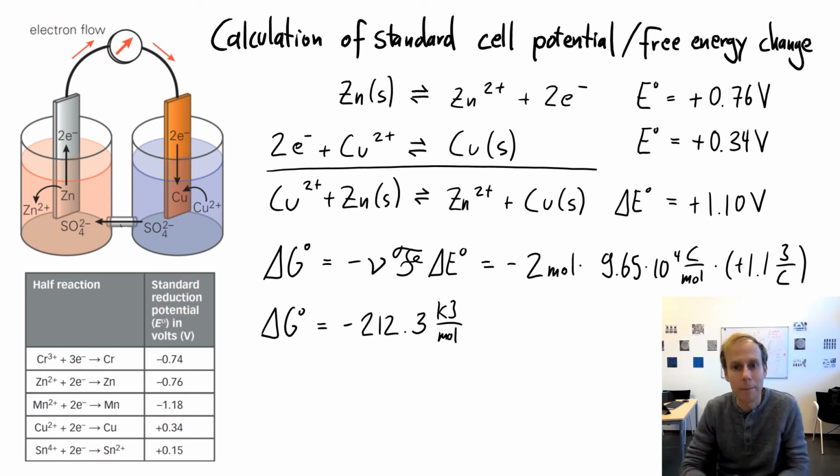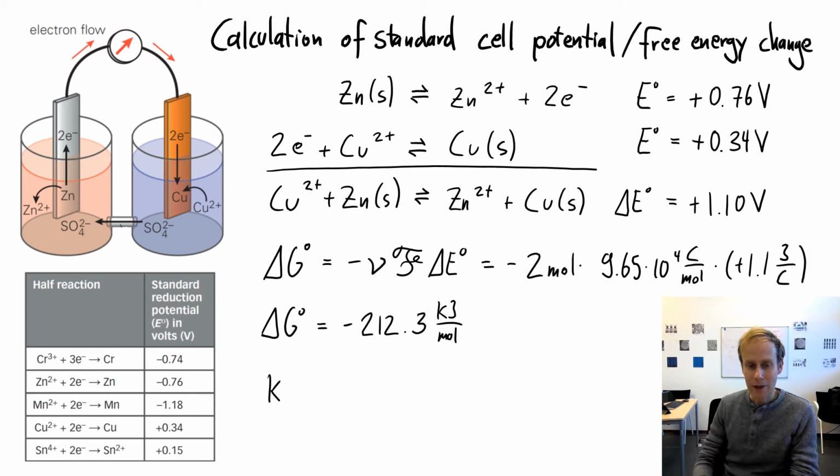And we obtain minus 212.3 kilojoules per mole. You see the free energy change for this reaction going from copper 2+ to reduced solid copper and zinc to oxidized zinc 2+ has a negative Gibbs free energy at standard conditions, meaning it's spontaneous. Yes, we've learned that. Okay, with the free energy at standard conditions, we can now calculate the equilibrium constant K.